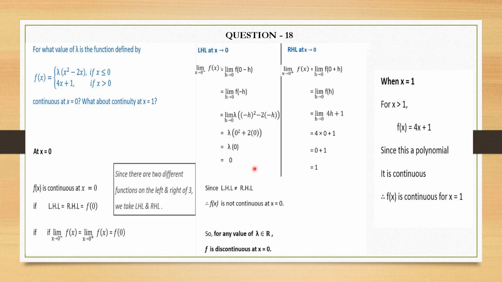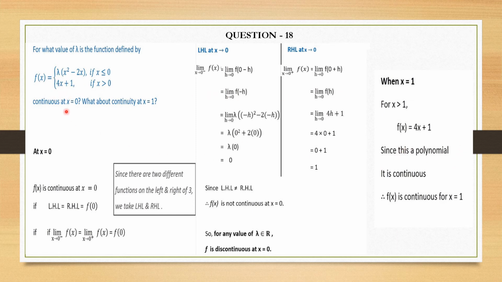So LHL is not equal to RHL and the function is not behaving continuous at x equal to 0. Apart from it, he asks the value of lambda, but as the limits are not equal, and moreover lambda is vanishing at 0 also, this function for any value of lambda will be behaving discontinuous as the limits are not equal. For x equal to 1, the value is just the 4x plus 1, because 1 is also greater than 0, so it has the single definition 4x plus 1.